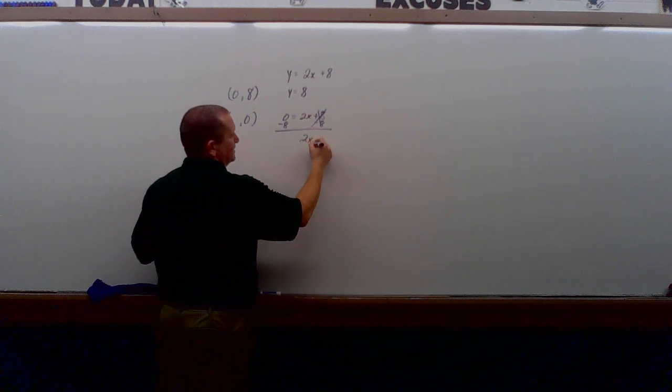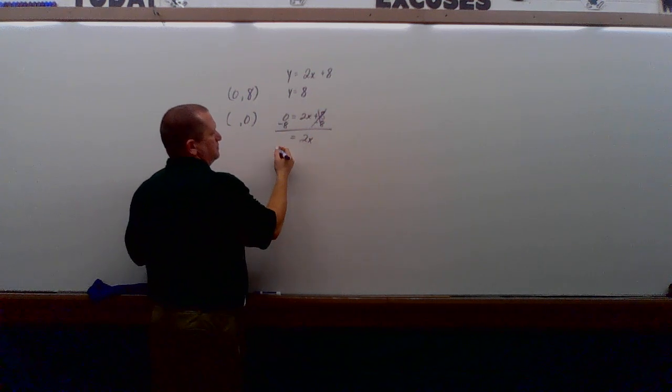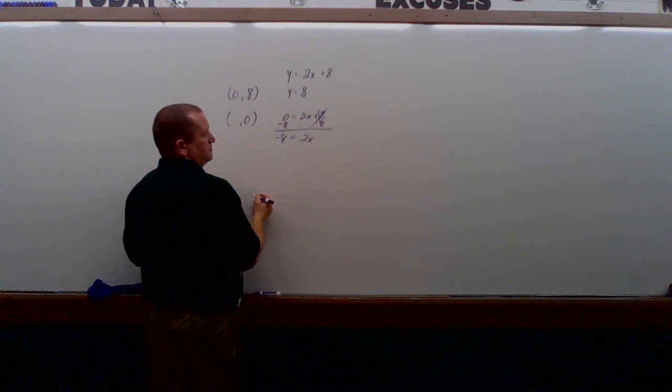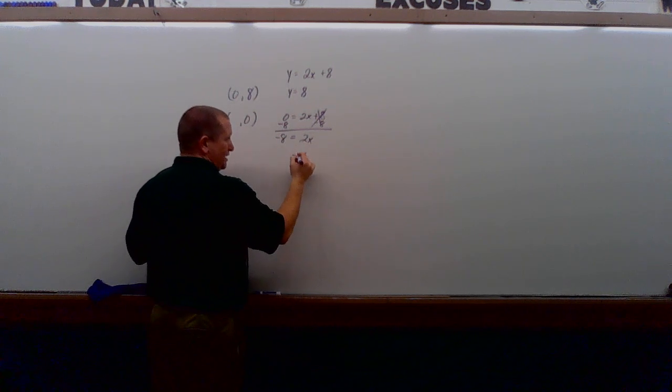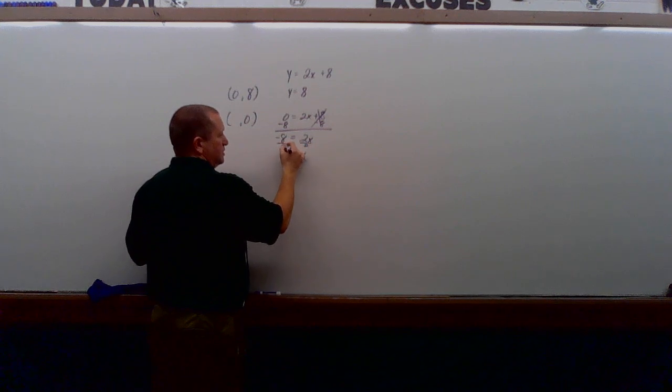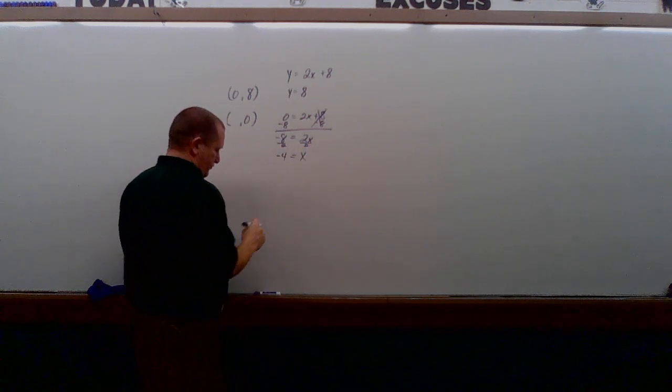So I get 2x is equal to what's 0 minus 8? Negative 8. Now how do I get x? Divide by 2 now, right? Got to do it in the order of operations. So what's my x? Negative 4.